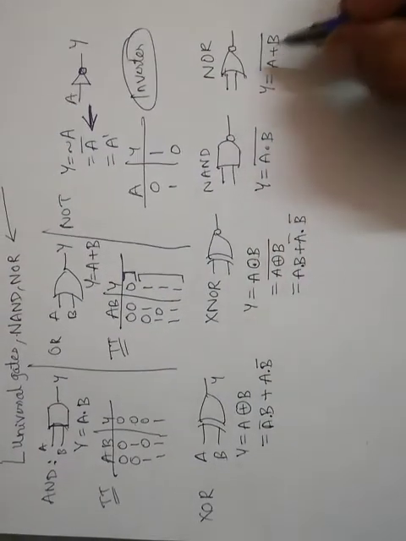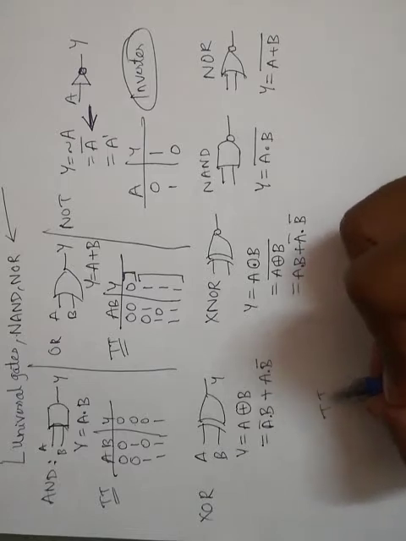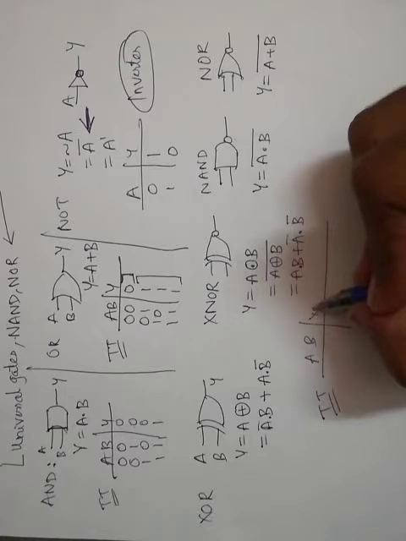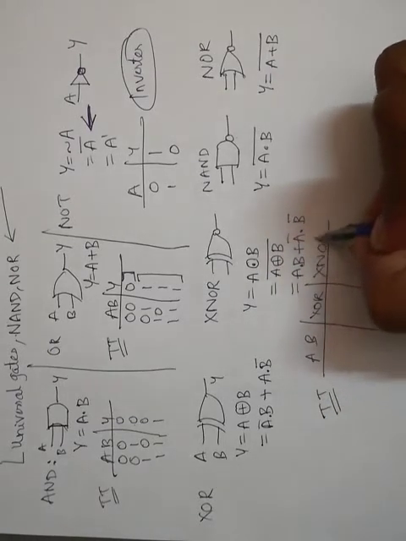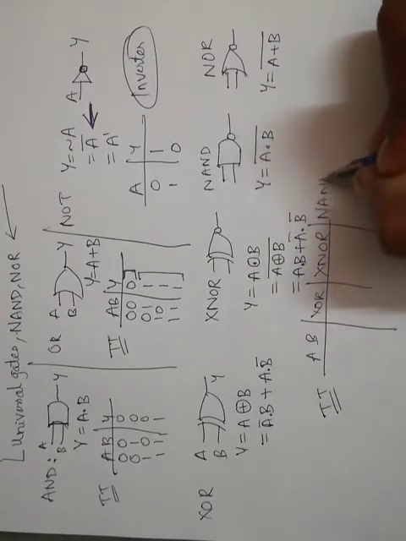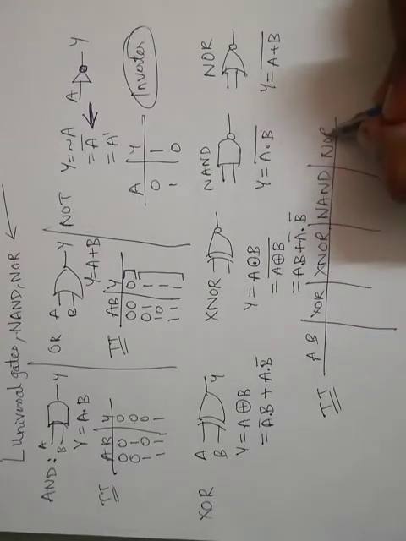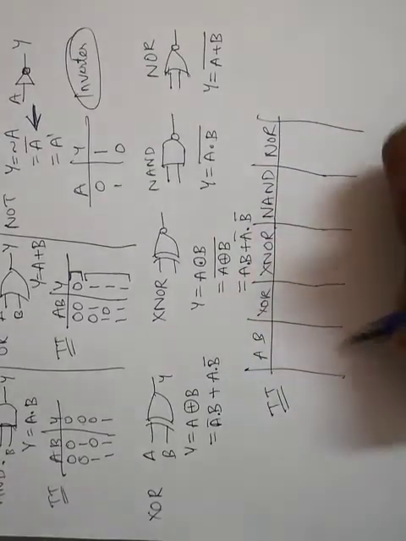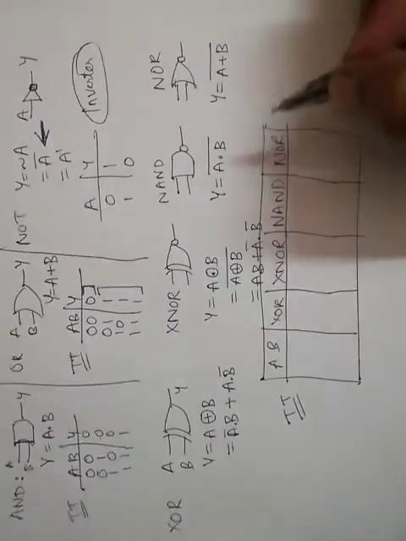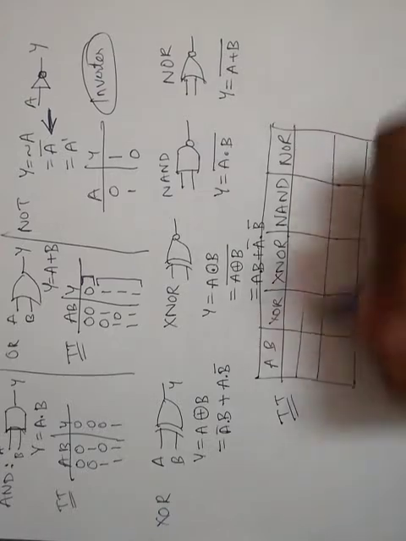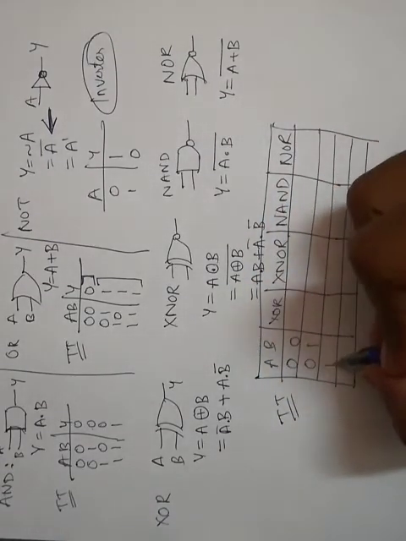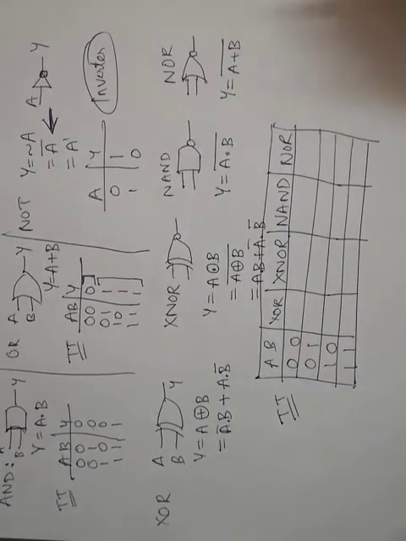I'll write the truth table for all of these. Again, we have expressions; either we can compute or, best, remember. We have 4 combinations. I'll write the outputs for XOR, XNOR, NAND, NOR. Like I said, either we can compute or remember. I suggest remembering because computing every time is going to be tough. So AB have 4 combinations: 0 0, 0 1, 1 0, 1 1.